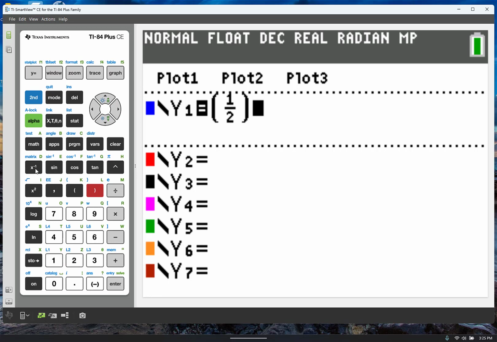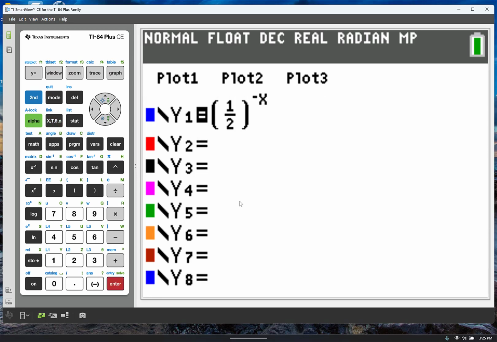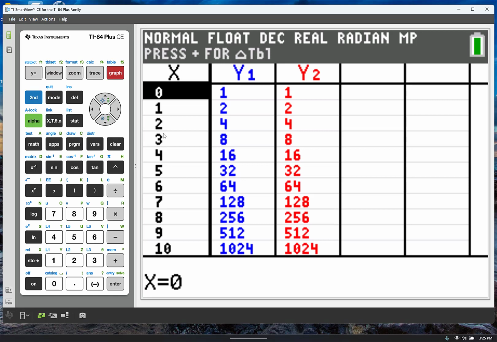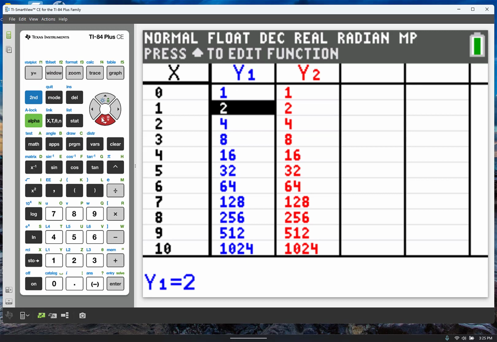Yes. And I'm going to put it to the negative x. Remember, this is like saying 1/2 to the negative 1 raised to the power x. So 1/2 to the negative 1 is just 2. So 2 to the power x. These are going to have the same table values at every value. So check it out, second table. Look at that, guys. Different equations, but look at the y values. They're the same at every single one.